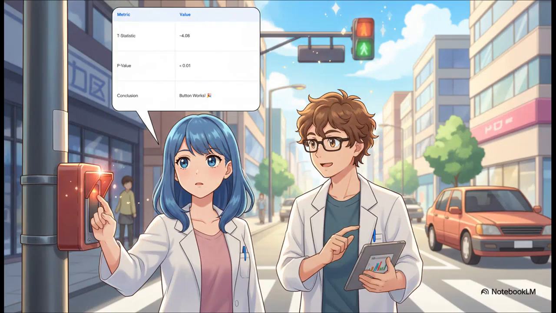So for our example, a t-statistic of -4.08 gives us a p-value of less than 0.01. Whoa! That means there's less than a 1% chance we were just fooled by random luck. Since that is way below our 0.05 cutoff, we can confidently deliver the verdict: case closed. The evidence is strong. This button actually works.